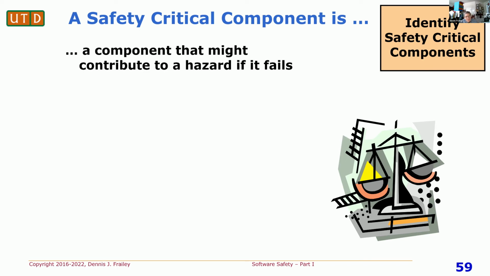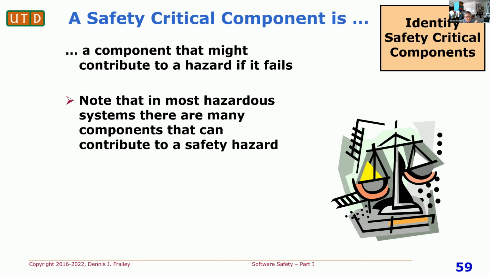A component that might contribute to a hazard if it fails is what's called a safety critical component. If this thing breaks or if this software has a bug, then we might have this problem. Note that most hazards in a system have many components, and therefore there may be many components that might contribute to a hazard.